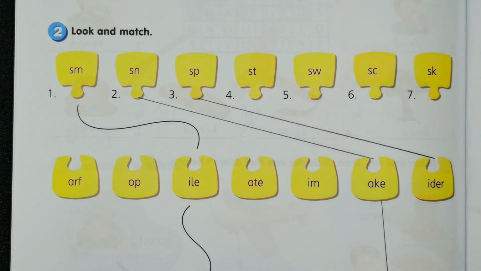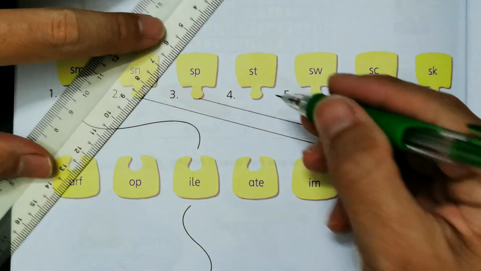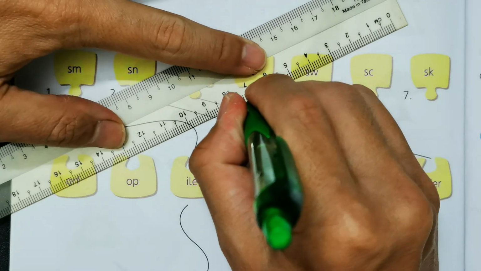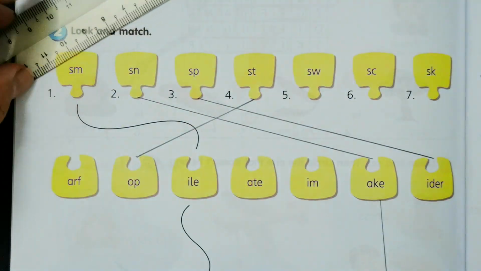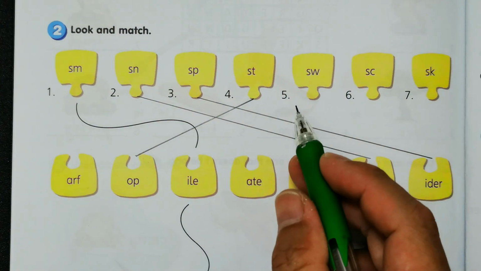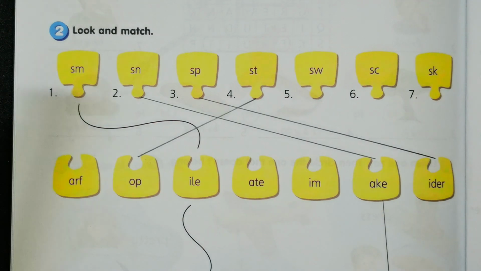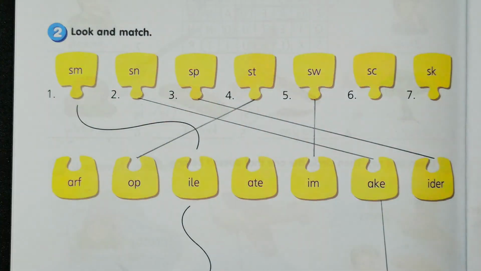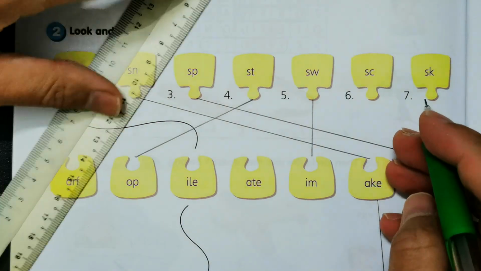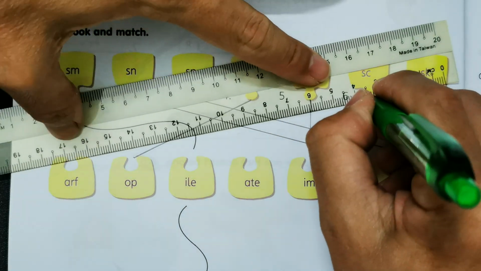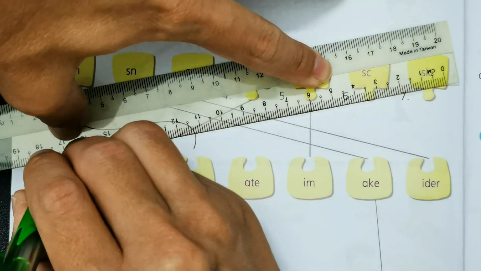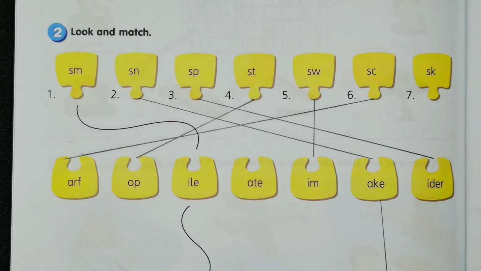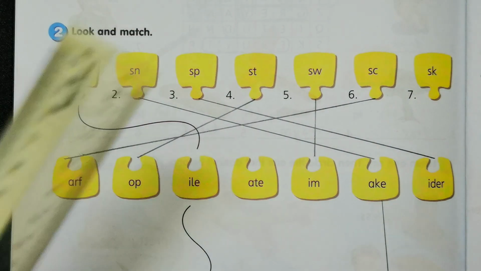And then number 4, we have stopped. And then number 5, we have swim. Number 6, scarf. And then number 7, skate.